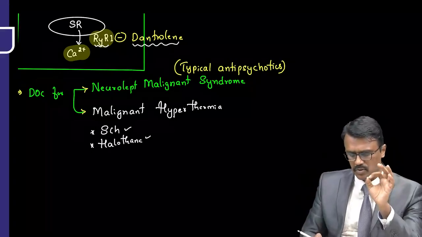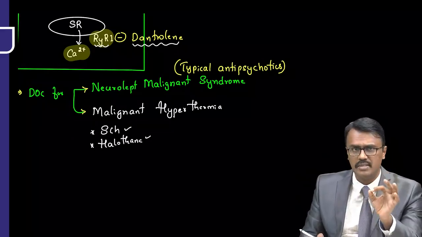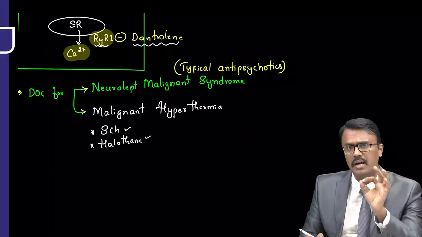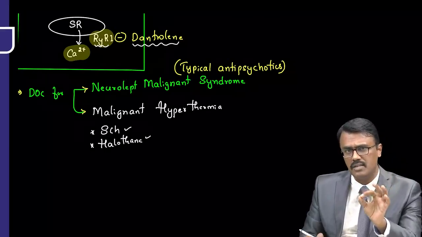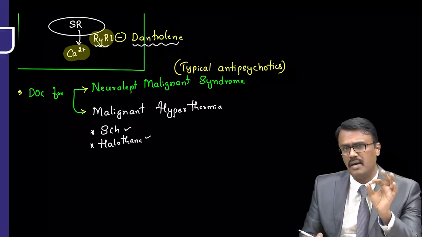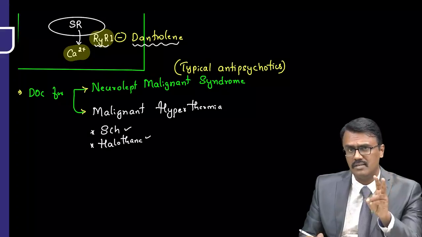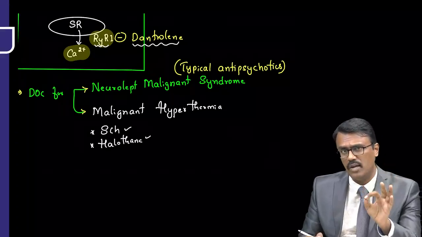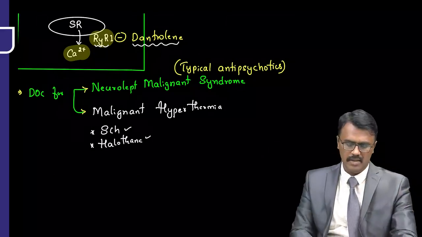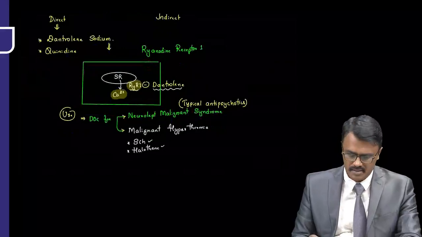So it's a drug of choice for two conditions: neuroleptic malignant syndrome seen with typical antipsychotics, and also malignant hyperthermia, a pharmacogenetic condition. In certain people, the ryanodine receptors are hyperactive and the muscle rigidity and high temperature is seen. And particularly when you are using succinylcholine and inhaled anesthetics, dantrolene sodium is the drug of choice. Yeah. So that is about the direct acting skeletal muscle relaxants.